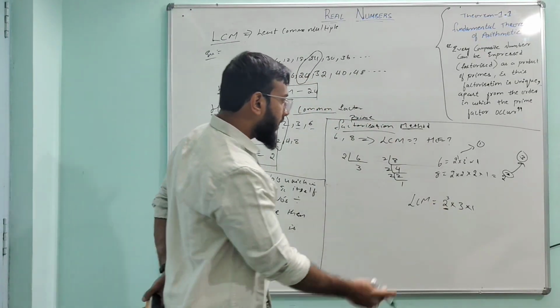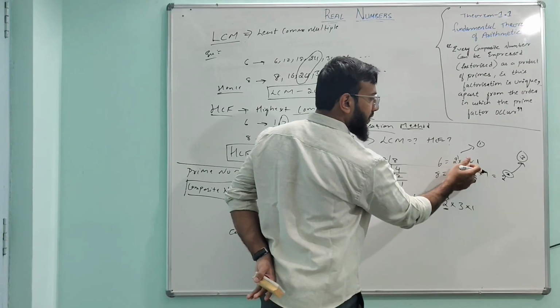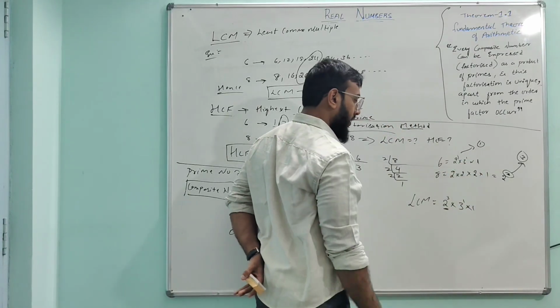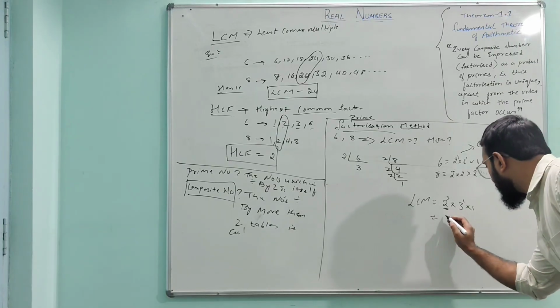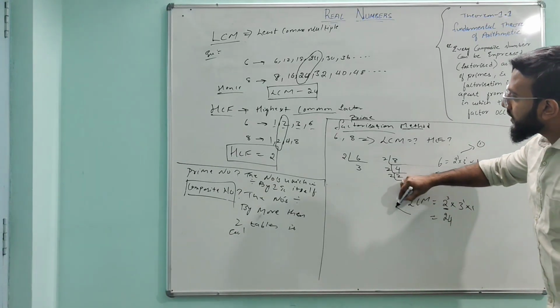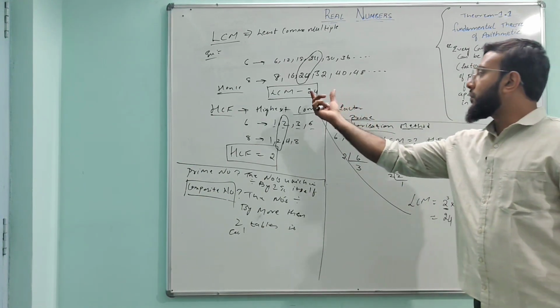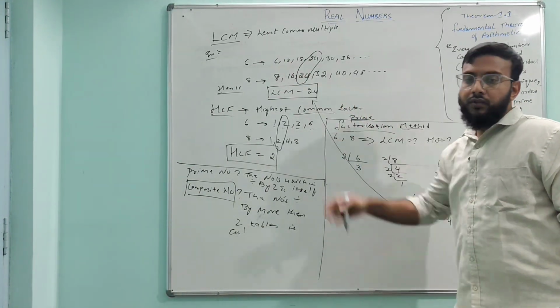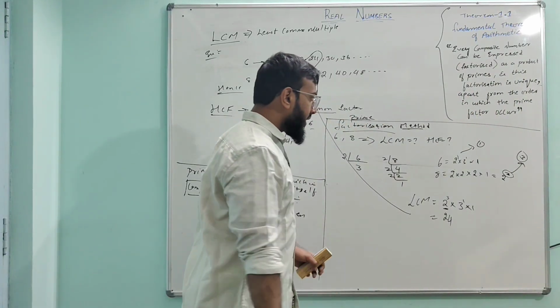Comparing both, here we don't have 3, but the highest power for 3 is 1 itself. So 2 2s are 4, 4 2s are 8, 8 3s are 24. LCM is 24, which is one and the same as what we found before. 24 with the help of prime factorization, 24 with the help of general understanding. Clear? Now, how to find the HCF?